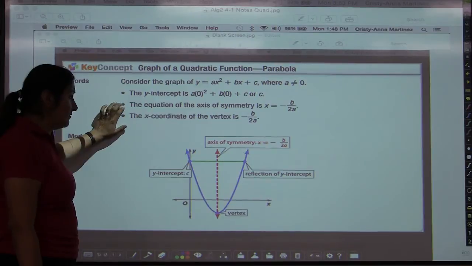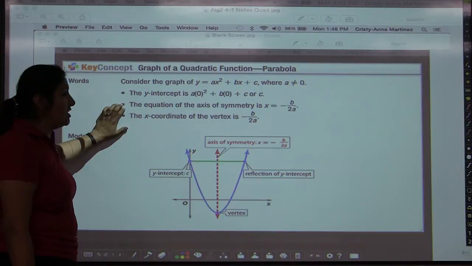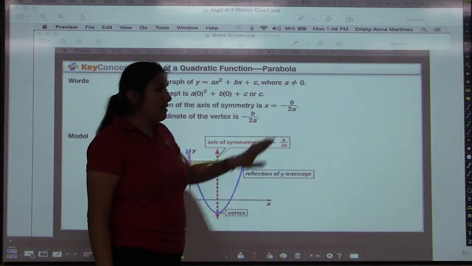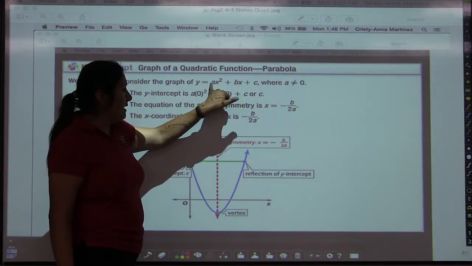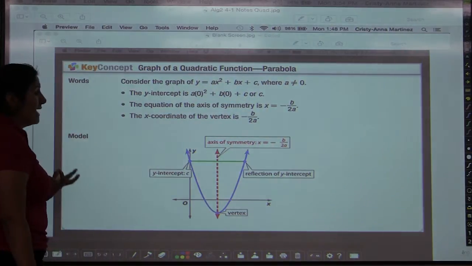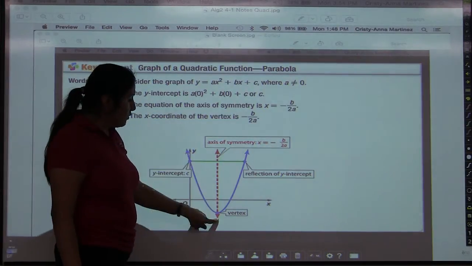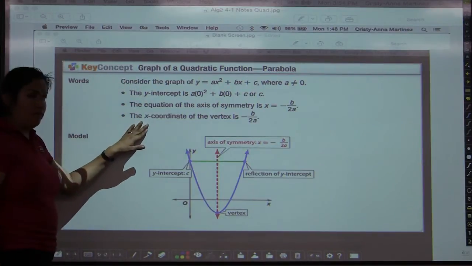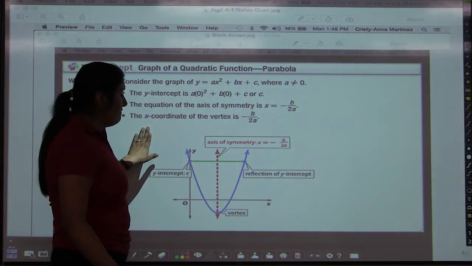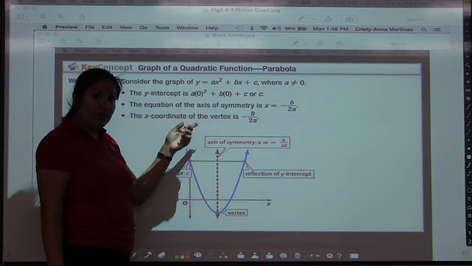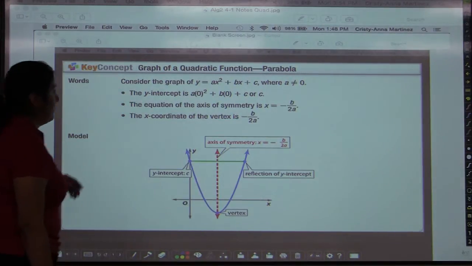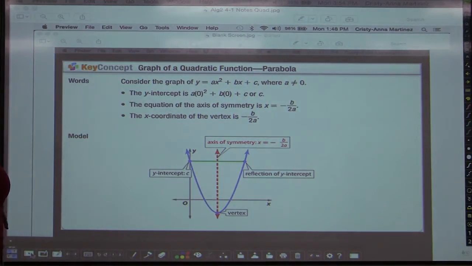The equation of the axis of symmetry, we have a nice little formula for that. You can find this equation by taking negative b divided by 2a. When it says b and a, it's referring to the coefficients of b and a. So the formula is negative b over 2a. And it just so happens that because the axis of symmetry goes right through the vertex, the x-coordinate of the vertex is also negative b over 2a. You can find the y-coordinate by then taking your x-coordinate and plugging it into the original function and finding your y value. But I wanted to make sure that you had that information there.